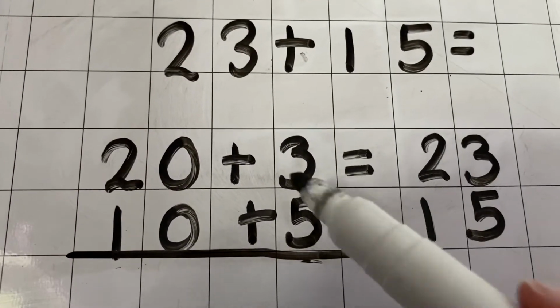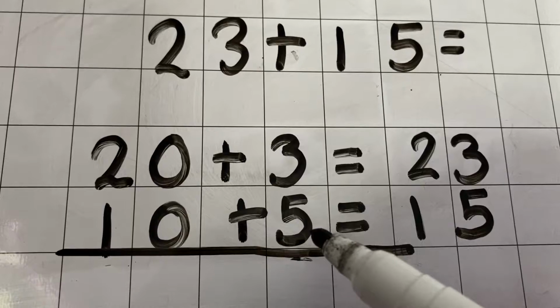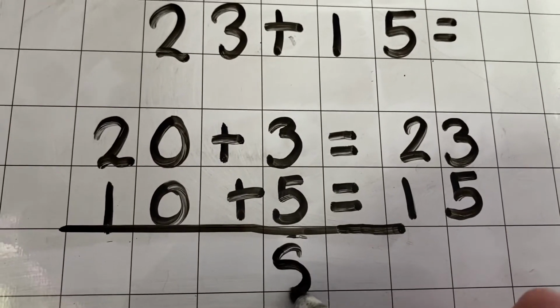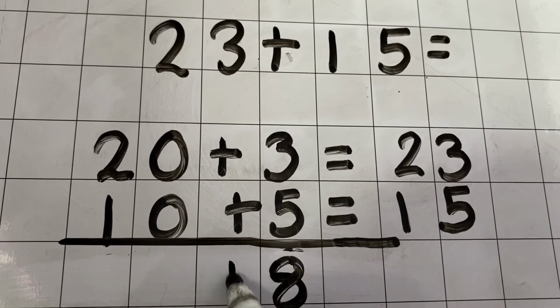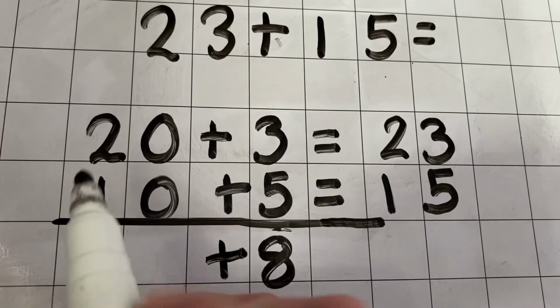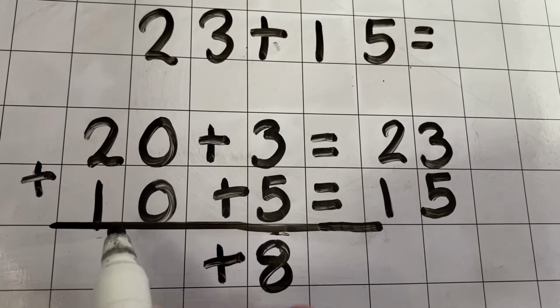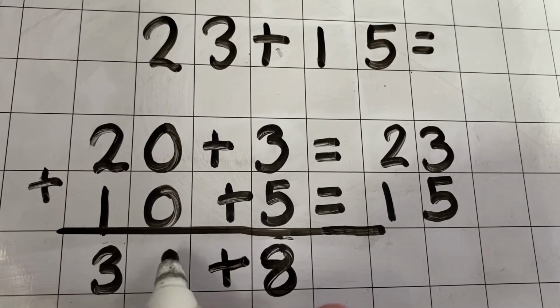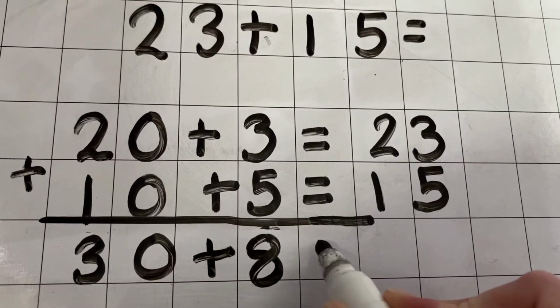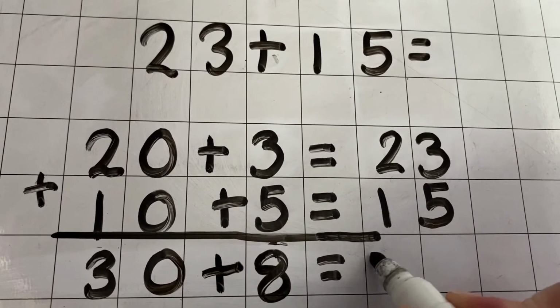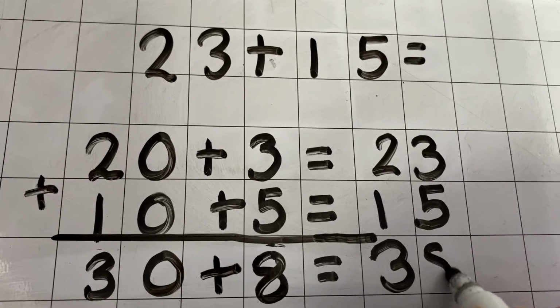We start by adding the ones. 3 add 5 is 8. 20 add 10 is 30. Our answer is therefore 38.